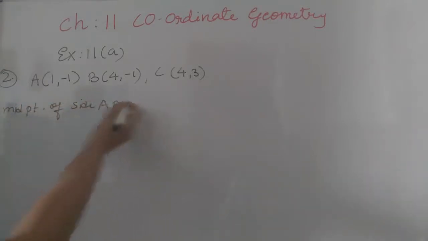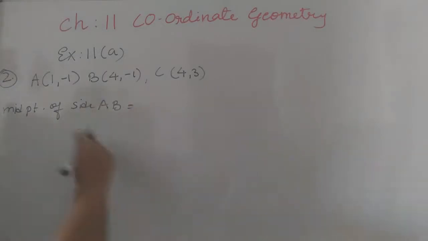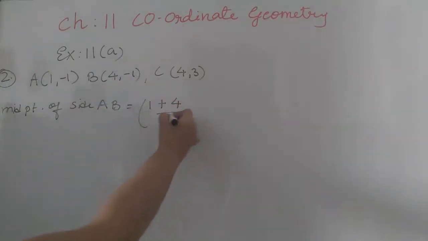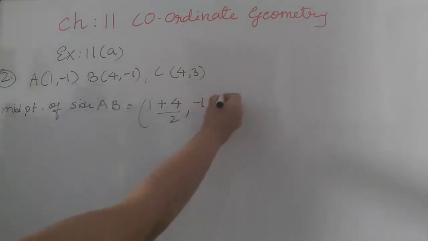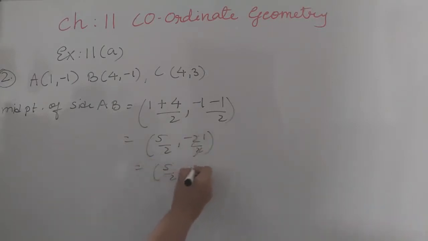For that we have to just take these two vertices. It means x1, y1, x2, y2. Now, I do not substitute into the formula separately; I use it directly. x1 means 1, x2 means 4, by 2, and this is minus 1 by 2. So this will be 5 by 2 and minus 2 by 2, so it becomes minus 1 here. 5 by 2, minus 1. This is the first side, side AB's midpoint answer.